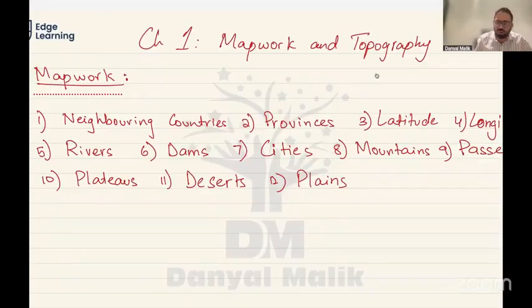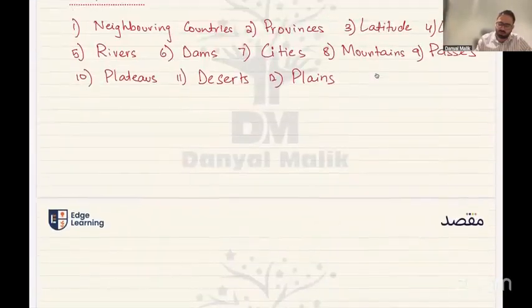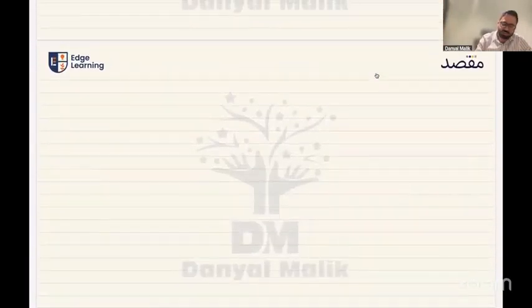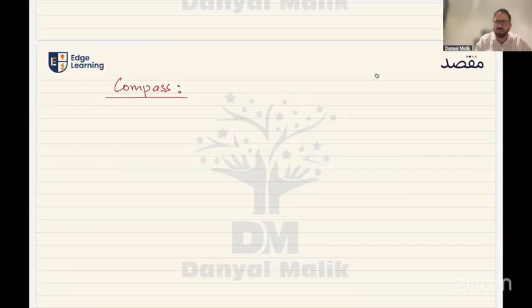Okay. So moving forward, let's talk about the neighboring countries first. One more thing: in map work, whatever we learn, the most basic fundamental thing is let's have a quick element of compass. Now, what's the quick element of compass?